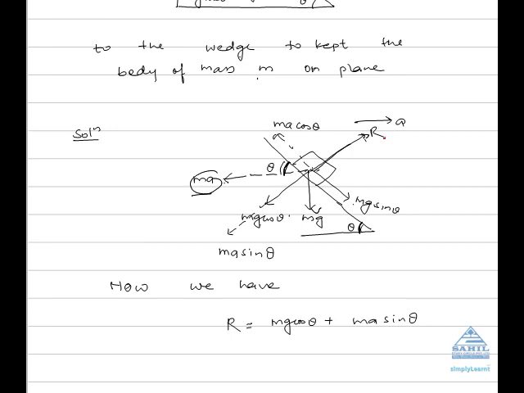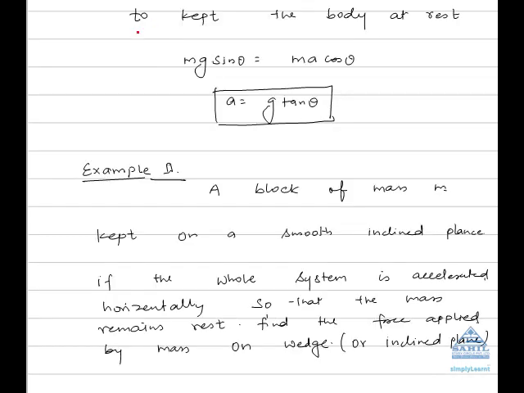In this equation, the value of R is given by R is equal to mg cos theta plus ma into sin theta. Now we have to find the value of A to keep the block of mass m at rest on a wedge. It means the mg sin theta must be balanced by the component of force ma cos theta, which is acting opposite to it. To keep the body at rest, mg sin theta is equal to ma cos theta. Now m and m cancel out and A is equal to g tan theta. Example second.